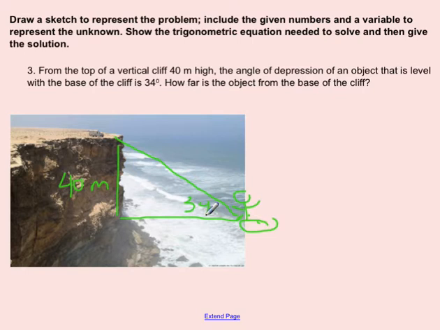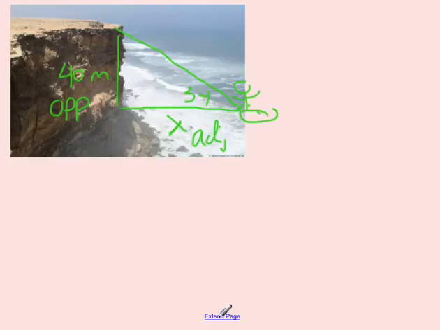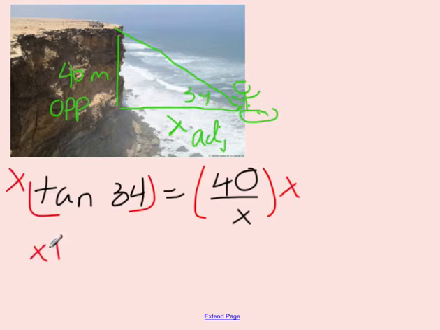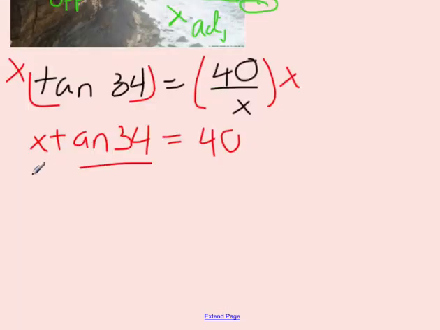And they want to figure out how far out into the ocean our little surfer dude is. So that's going to be our x. So what do I notice? I notice that I know my opposite. I want to know my adjacent. So again, I'm going to use tangent. So tangent of 34 is equal to our opposite, which is 40, over our adjacent, which is x. So now we're going to go ahead and solve this for x. I'm going to multiply both sides by x. So x tangent of 34 is equal to 40. Now to solve for x, I need to divide both sides by tangent of 34.